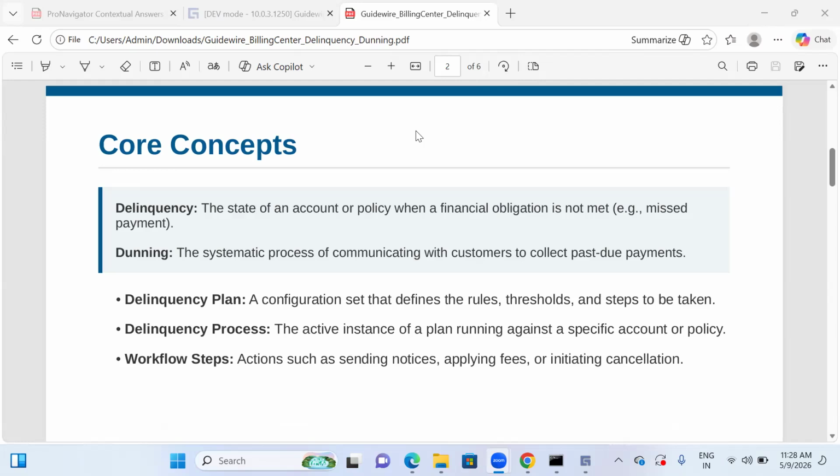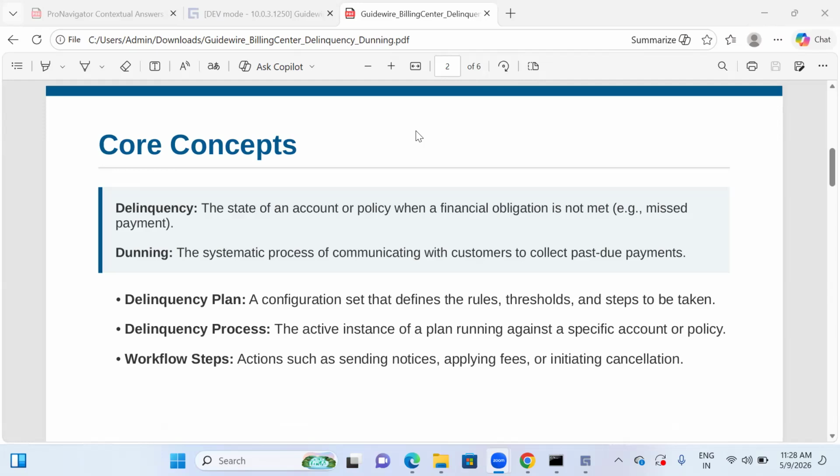So we send some reminders, initial first and second reminders and so on. Finally, even at that time, if the customer has not paid, it will automatically be considered cancelled. This is what dunning stands for. So these are the two major concepts whenever we are working on dunning.